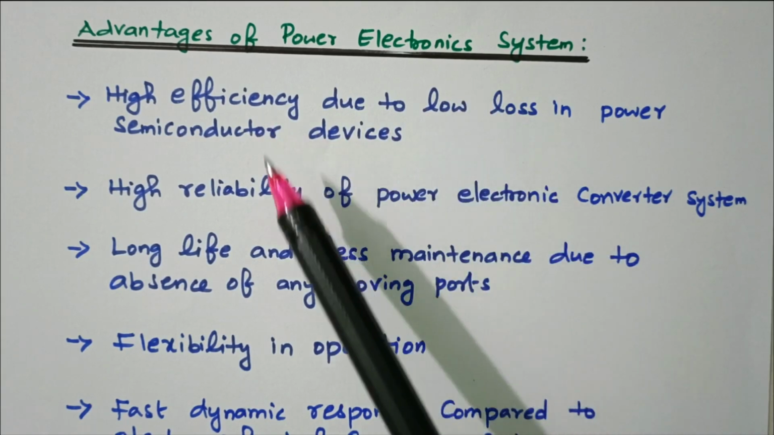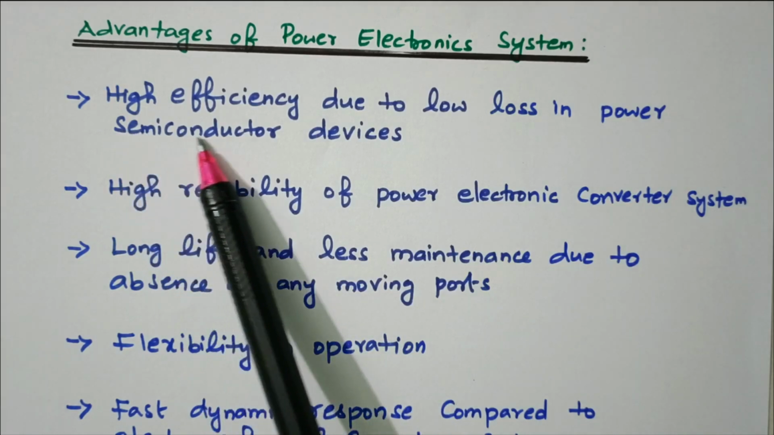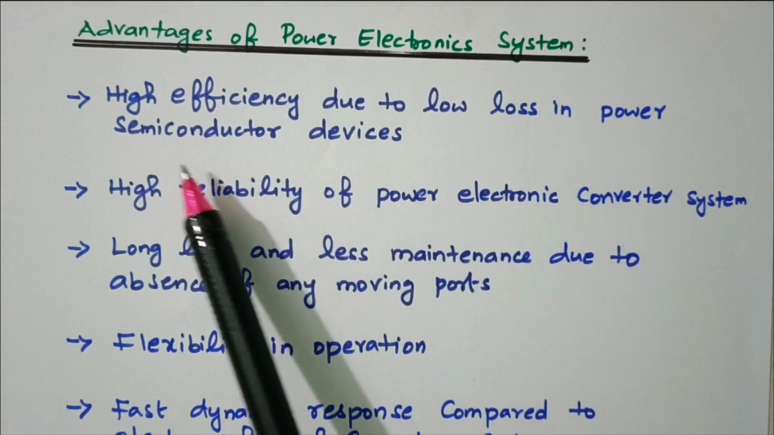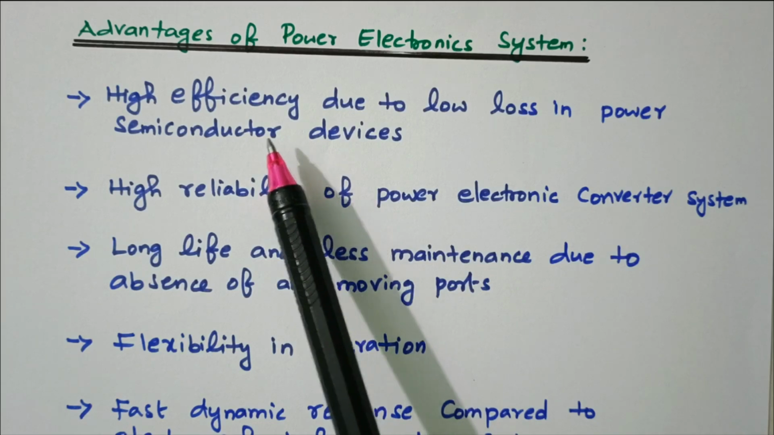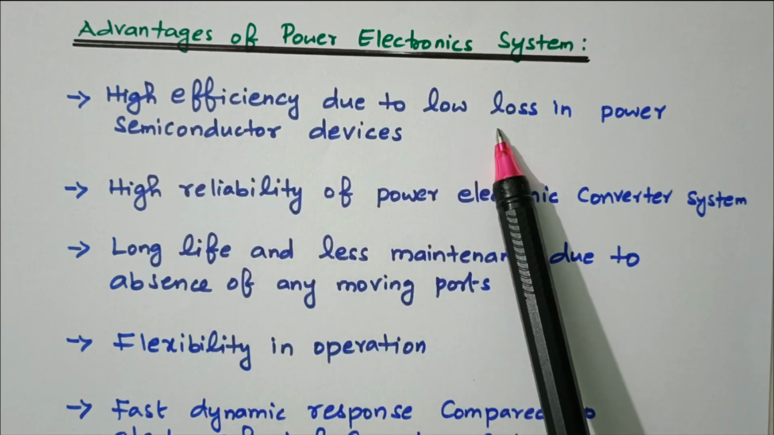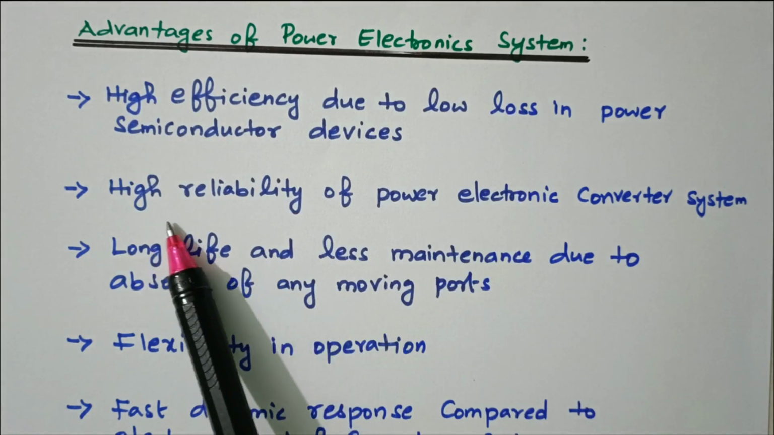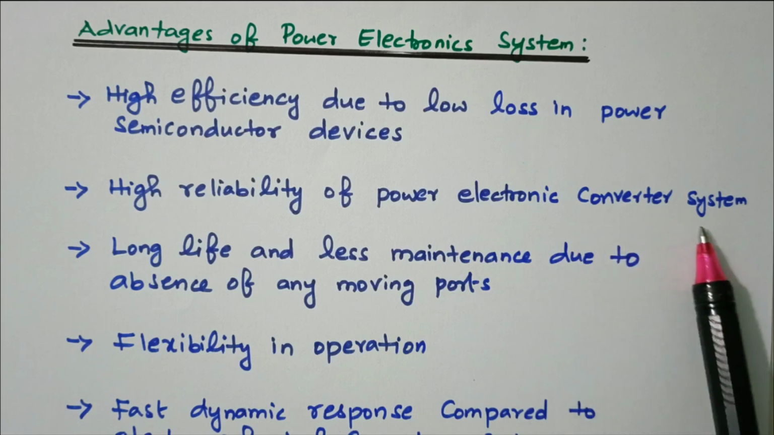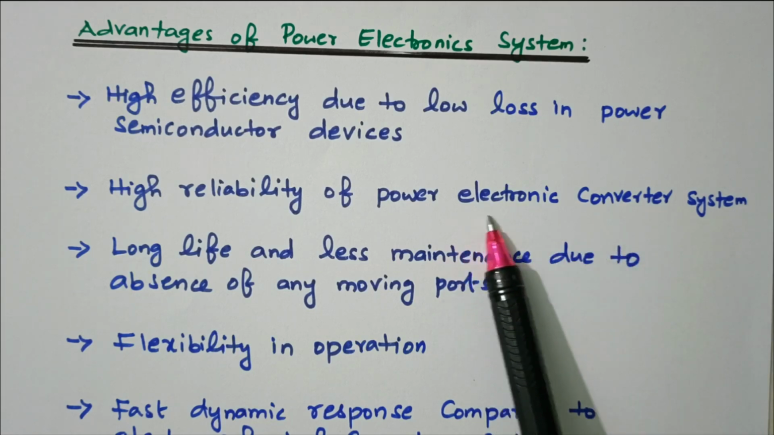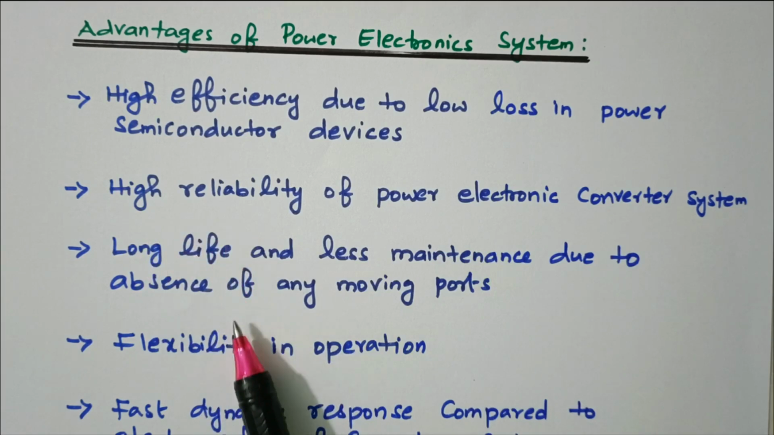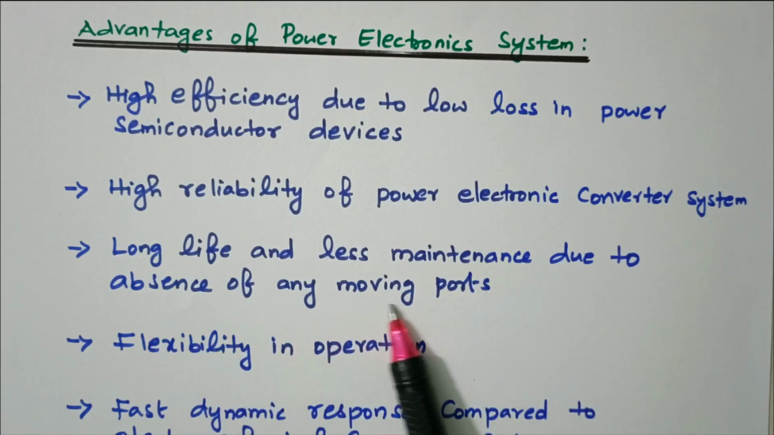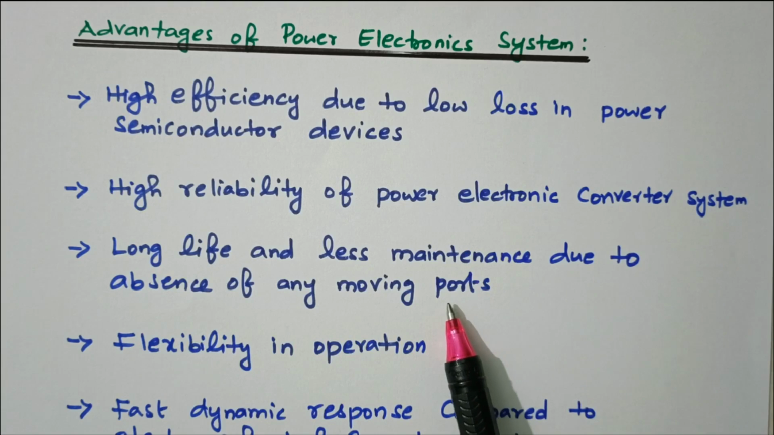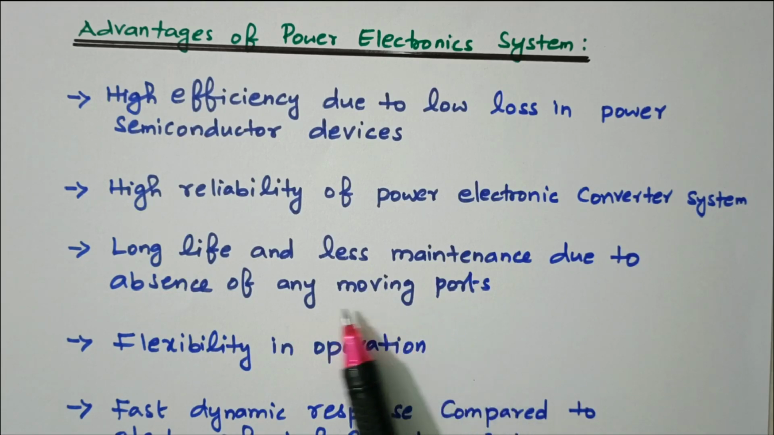In this we will see what the advantages are. High efficiency due to the low loss in power semiconductor devices. The loss will be more while using the conventional method, but here losses are less, so high efficiency. High reliability of the power electronic converter system. While using a power electronic system, automatically we get high reliability. Long life and less maintenance due to absence of any moving part. That's a very important advantage. There is no moving part, so maintenance is very less.